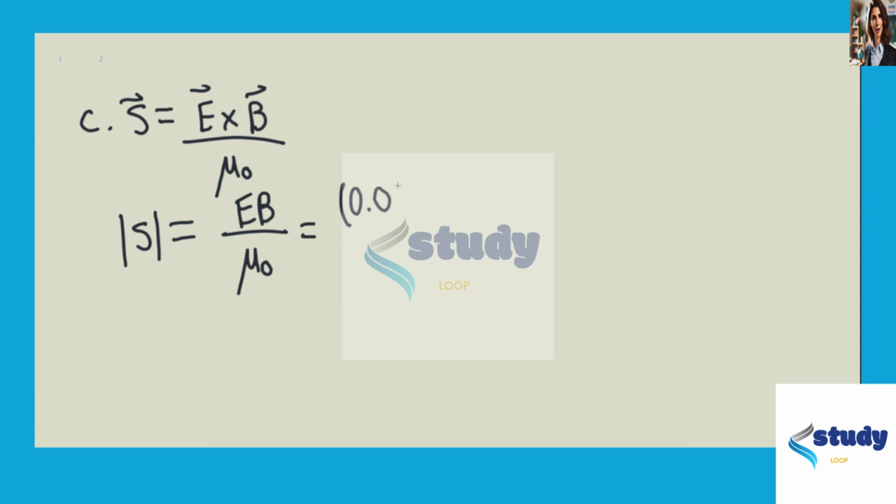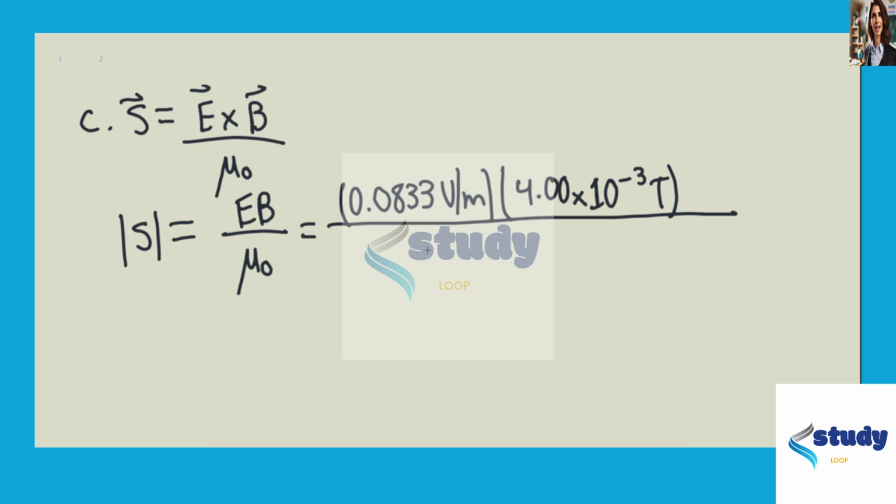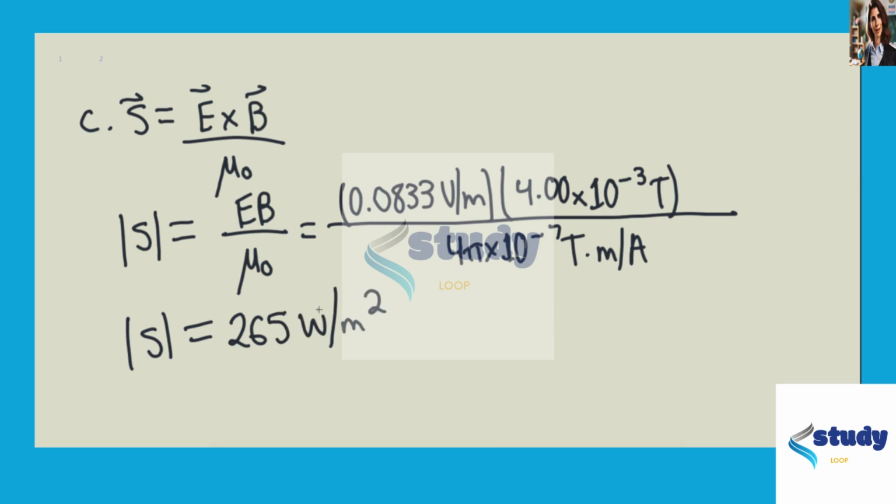So this would be 0.0833 volts per meter multiplied by 4.00 times 10 to the negative 3rd Teslas. And then this would be divided by 4 pi times 10 to the negative 7th Tesla meter per amp. And we find that the magnitude of the Poynting vector would be 265 watts per meter squared.